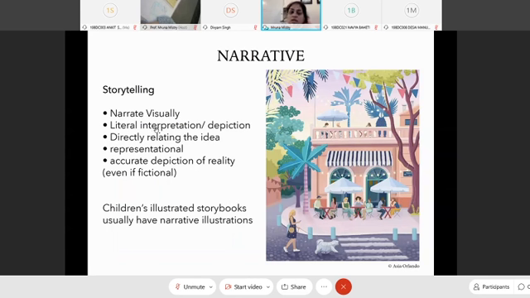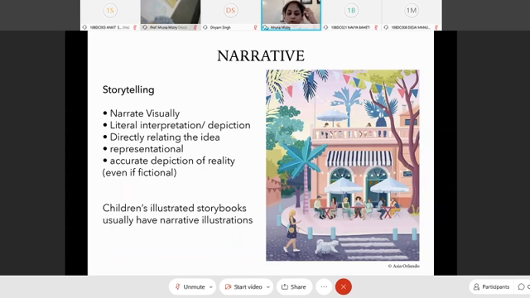So it's basically a literal interpretation or depiction. Okay? It can include showing the moods, and what we read into it is our own input from it. But it directly relates the idea. So when I describe her, that's what this person does. It's representational. So more or less, it's an accurate depiction of reality.